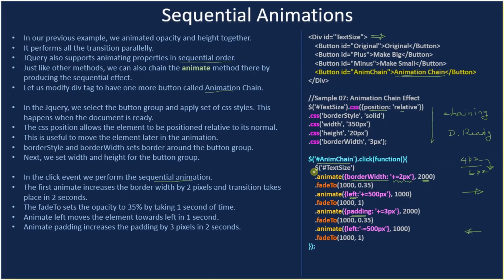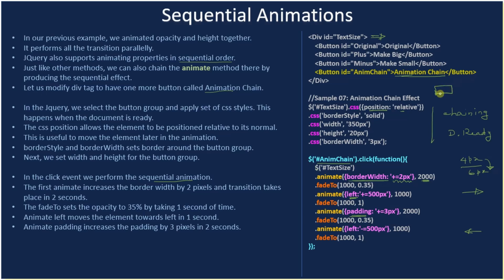Now the net effect, if you see, first we are picking the text size, we are animating it, border width, we are increasing it to 200 pixel. So if this is the div element with all the buttons, the border width increases first, and this animation takes place in 2 seconds. Then fade to 35%.